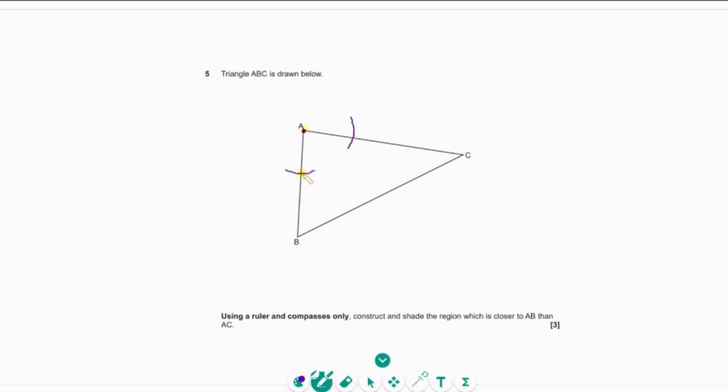So then put your compass point here and draw another arc with your compass, which will be around here. Do the same thing from this point. Always, always leaving your compass open at the same point. And you then join up the point A with where your arcs meet. Shade the region which is closer to AB than AC, this region here.